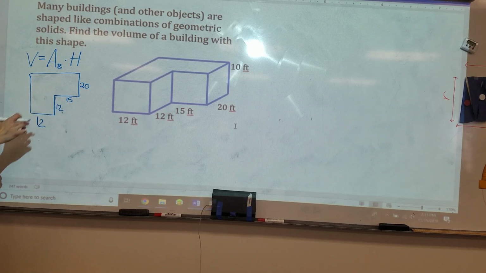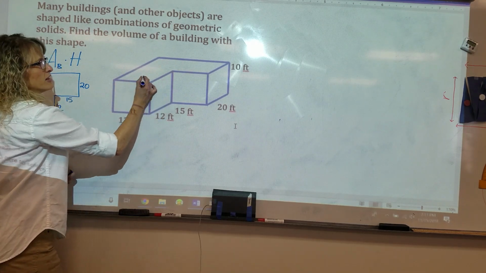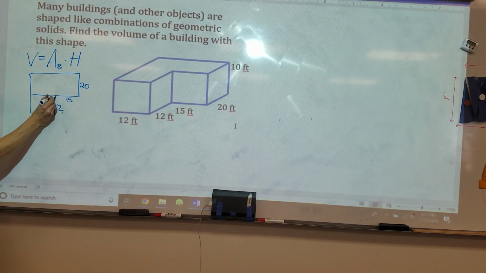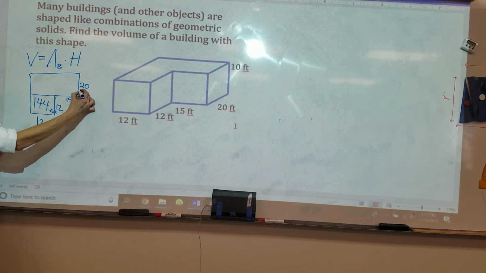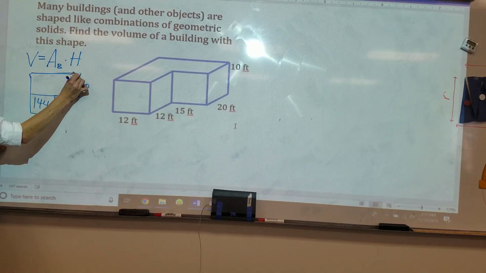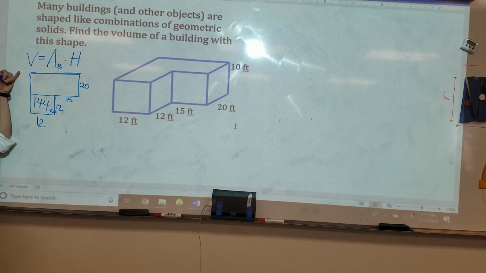Can I find the area of this L shape? This piece right here? So let's do that. Let's break it into 2 rectangles. I've got a 12 by 12. 12 times 12, think. Okay, ready? 144. Good. We're going to be in square feet still. How about this one? I've got a length or a width here, but I need this distance. Help me find this distance. How did I get that?